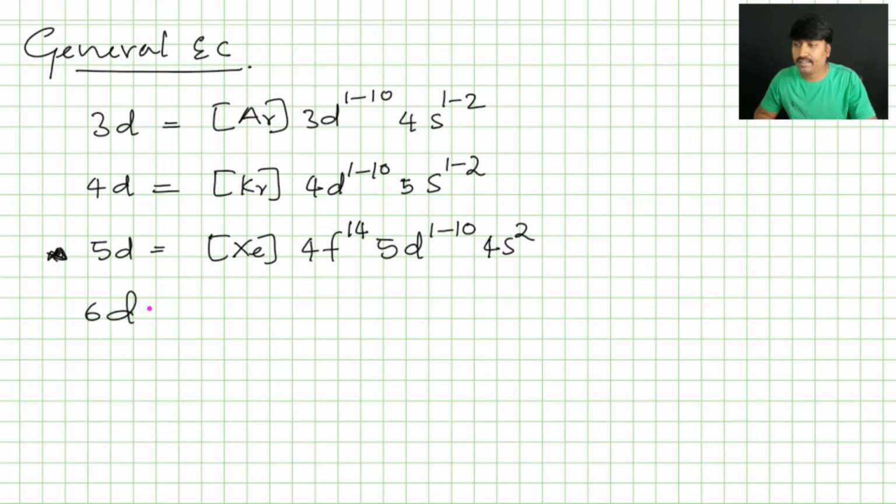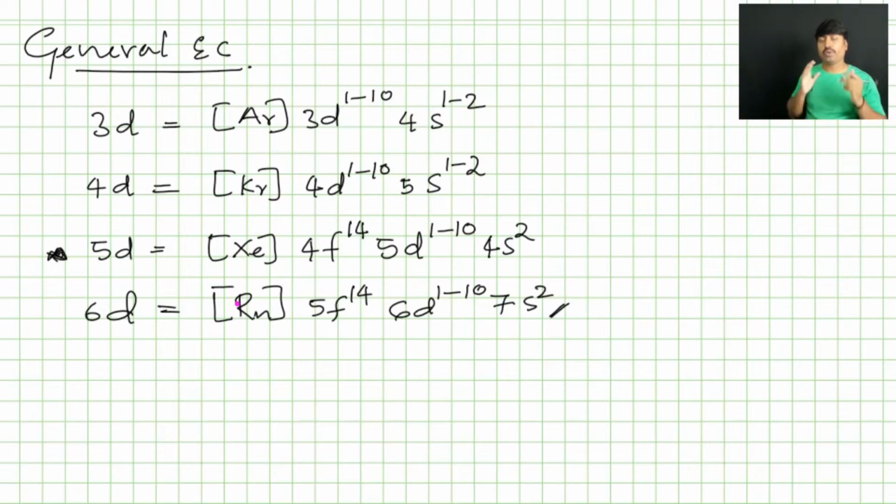Next, the 6d series. In the 6d series you can see that we have the noble gas radon, Rn. Then I will write 5f first, and then 6d. 5f 14, and then 6d 1 to 10, and 7s 2 will be the electron configuration. These electron configurations you have to remember, students, because this is the most important part.